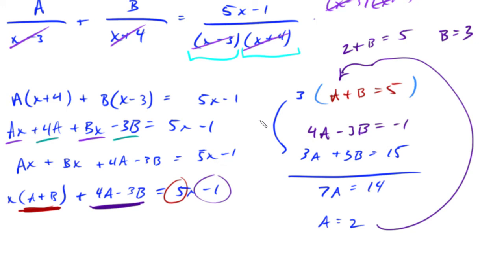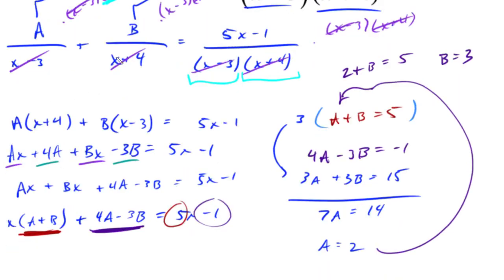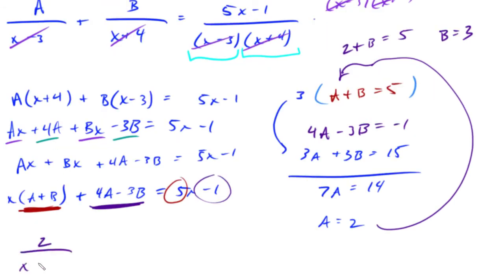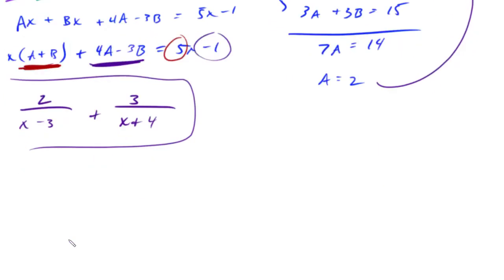And now that I know a and b, I will rewrite that right here. I will get 2 over x minus 3 plus b over x plus 4, which is 3 over x plus 4. Boom, done with the problem. So that only took a couple of minutes. Once you get the hang of this, you'll be good. Moving on.